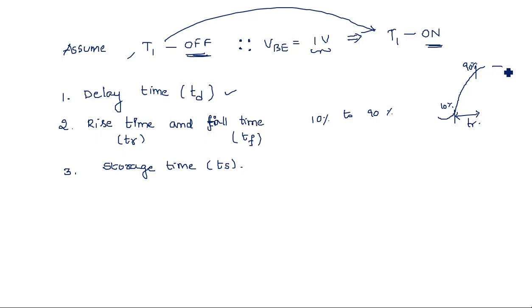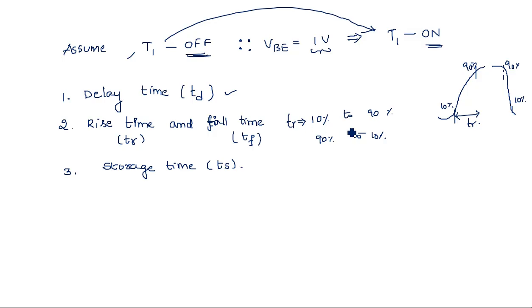The same opposite case you are studying now is fall time. Fall time is nothing but changing the state of the output from 90% to 10%. This is what fall time refers to. So rise time refers to changing from 10% to 90%.